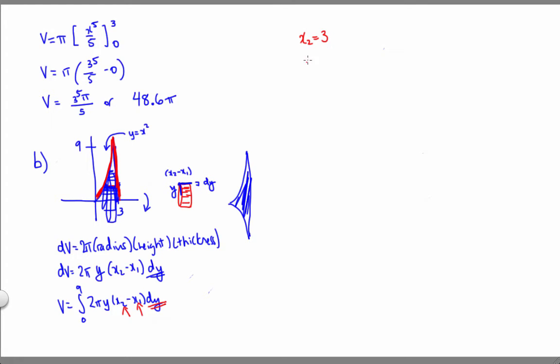But we'll have to do a little bit of work to get x1. So x1 being this curve that's bounding the left side of our region. So we've got y equals x squared.